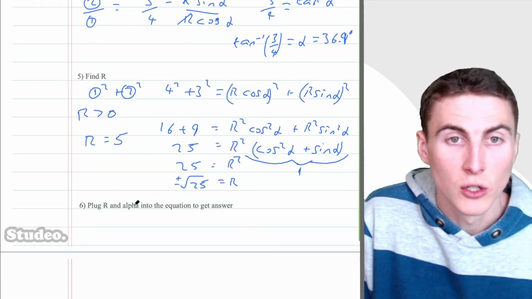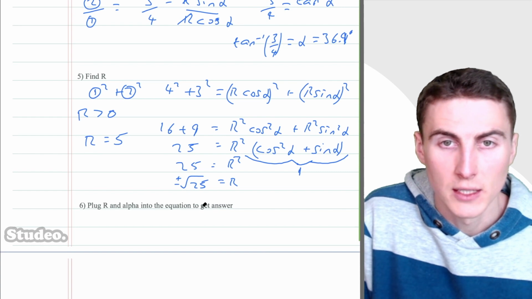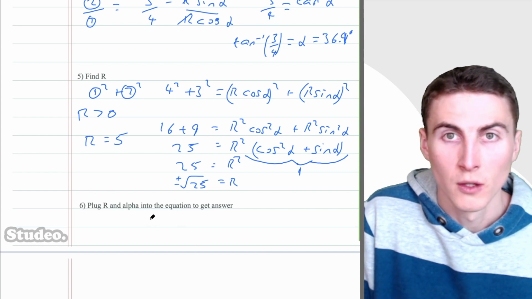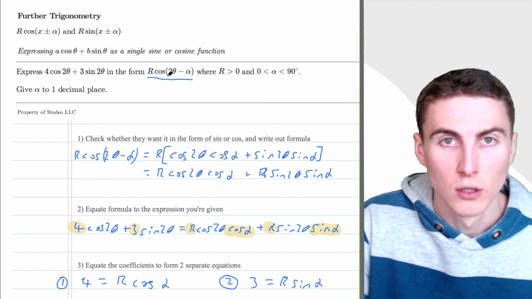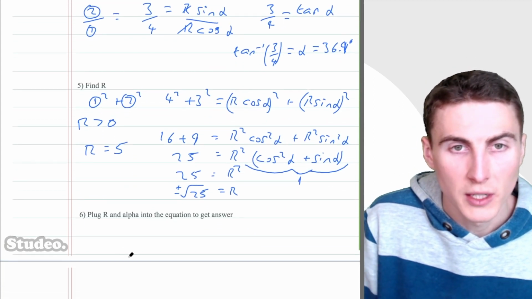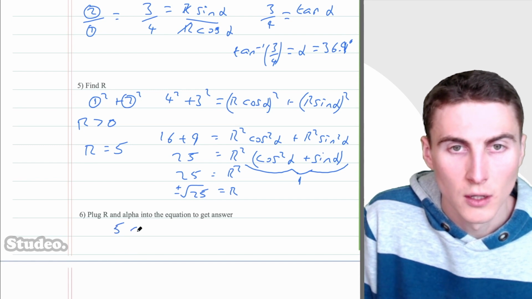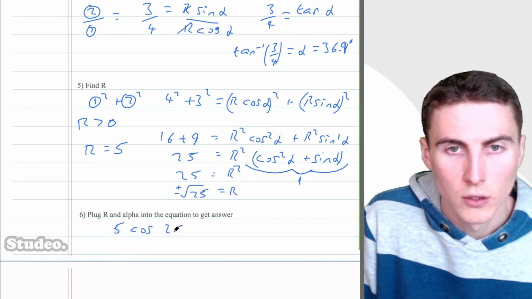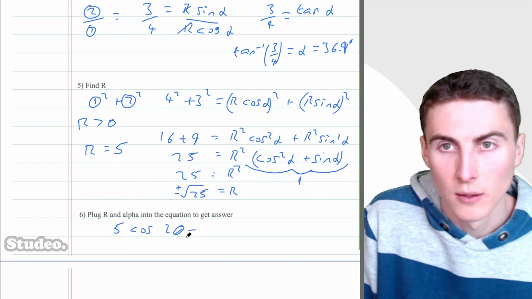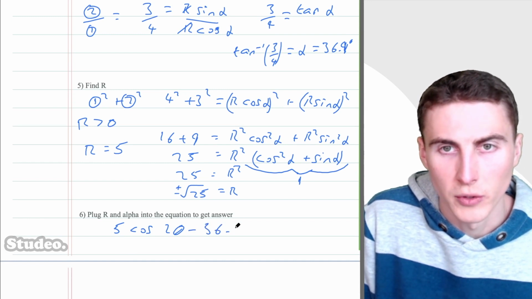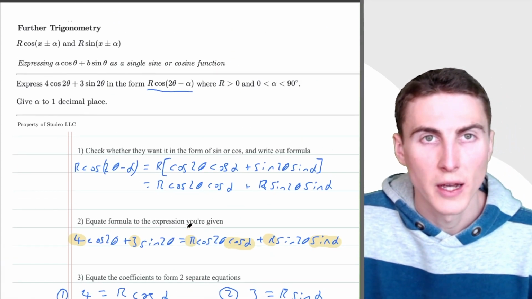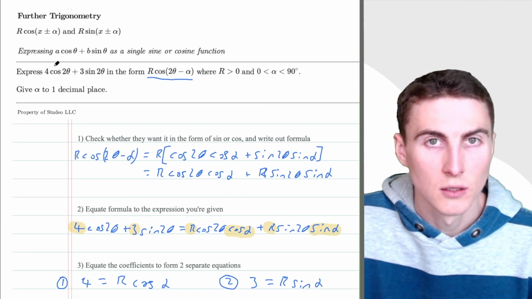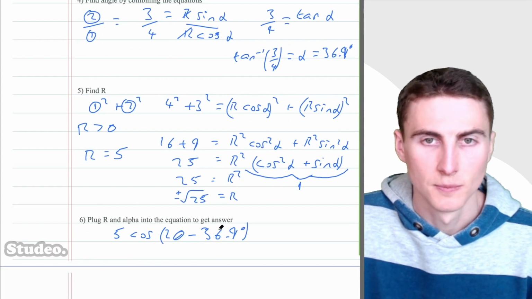And then, last thing we need to do is just plug r and alpha into the equation to get our answer. So, we were going to try and write it in this form here. So, instead of writing r at the beginning, we write 5. And we've got cosine of 2 theta minus 36.9, because that's our alpha. And that's it. That's the answer. So we've now rewritten all of this to look like this.